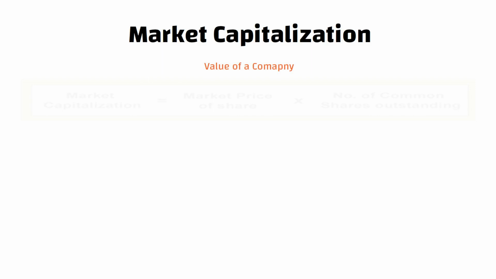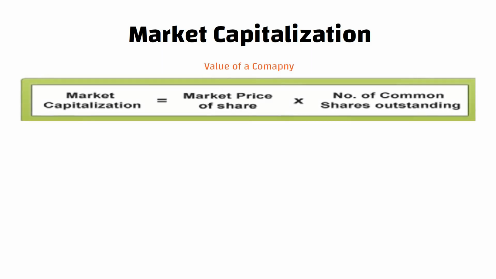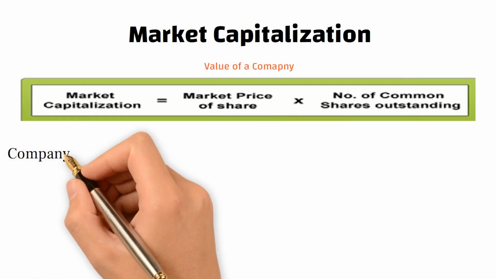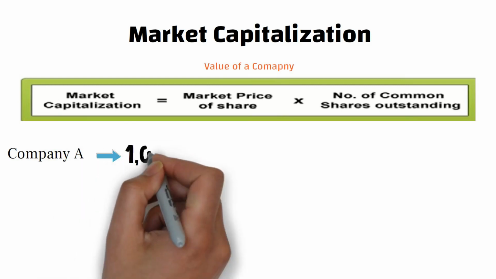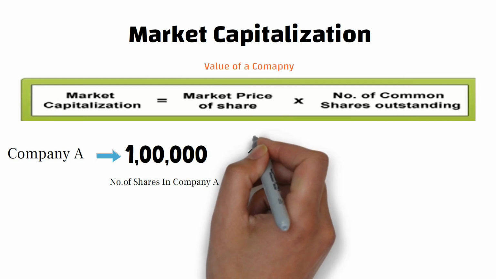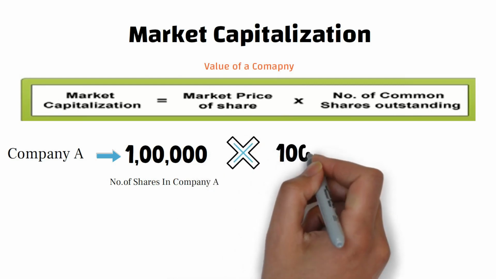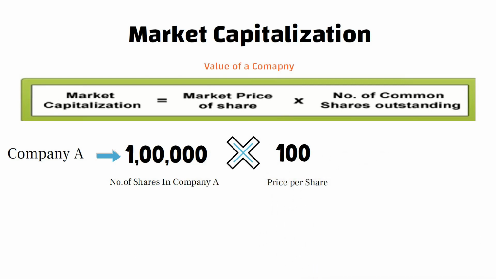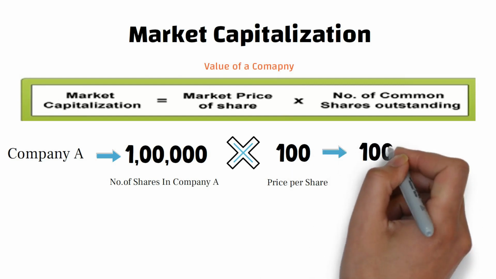How to calculate market cap? Market capitalization can be calculated by multiplying the number of outstanding shares of a company by the current price of its shares. For example, if I have a company A and it issues 1 lakh shares at 100 rupees each, its market capitalization will be multiplying the 1 lakh shares with 100 rupees. Then its market cap will be 1 crore rupees.